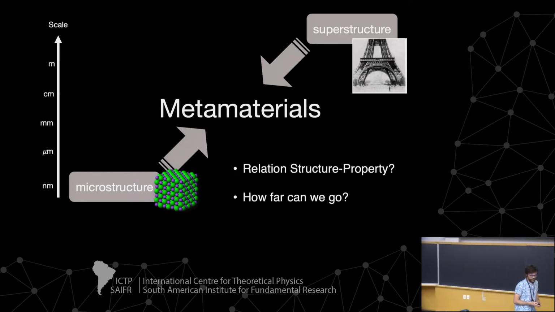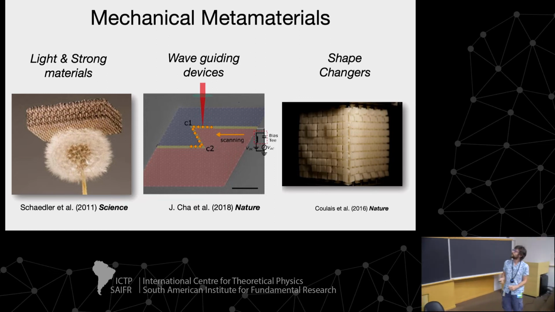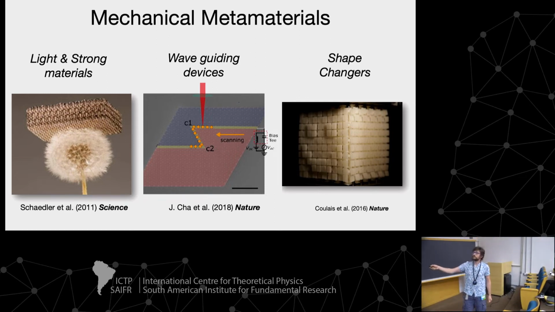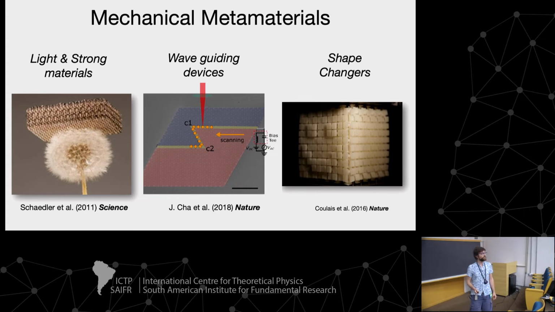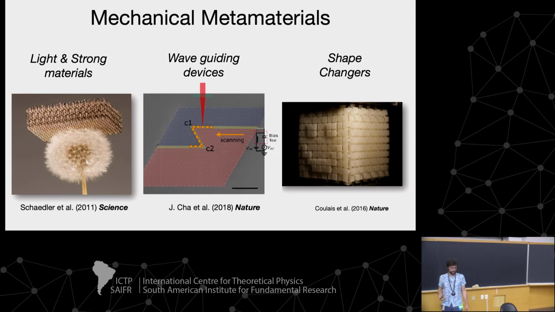Okay, and so I like to think about metamaterials or mechanical metamaterials and divide them into 3 classes. This is the stuff that engineers like. You make very lightweight and strong materials. And this is one of the examples. Some other people like to make waveguides. So you can guide sound very robustly in a channel. And some other people, like me, like to make shape changers, objects that change shape, reconfigure, and can also absorb a lot of energy.